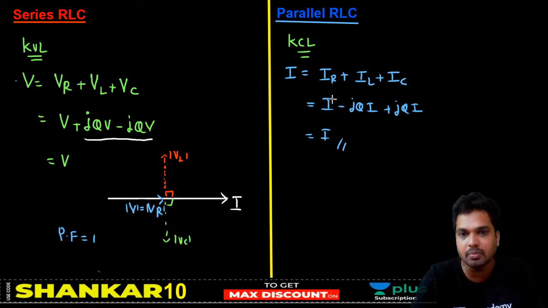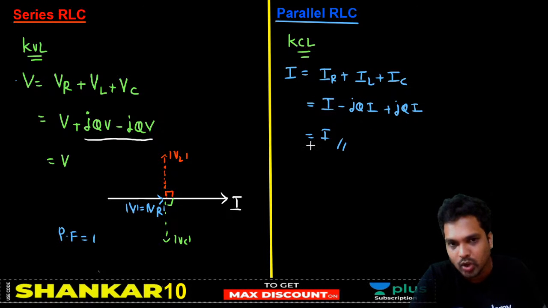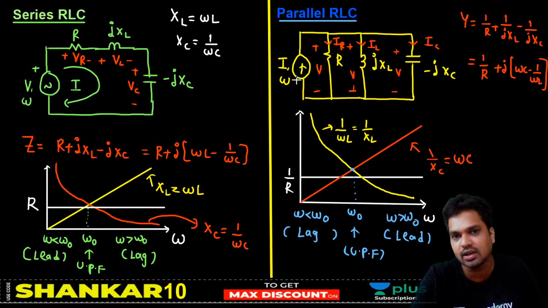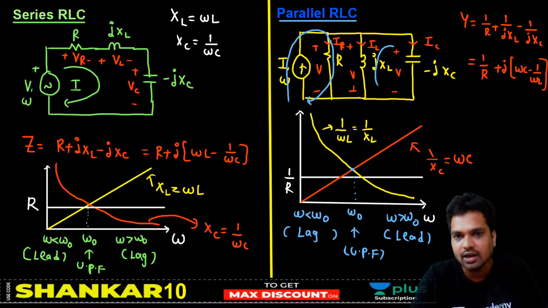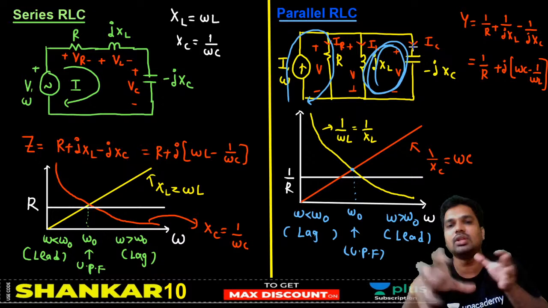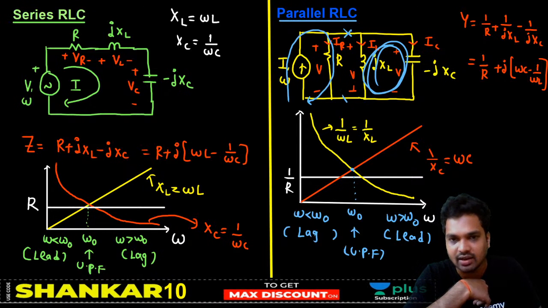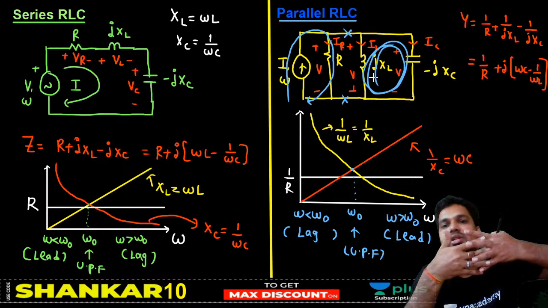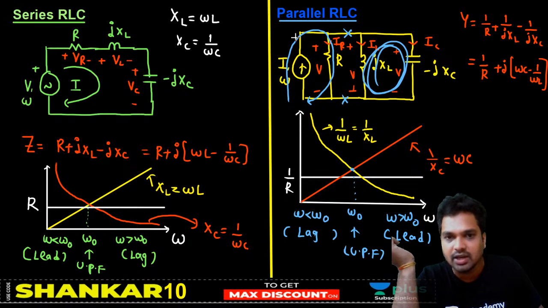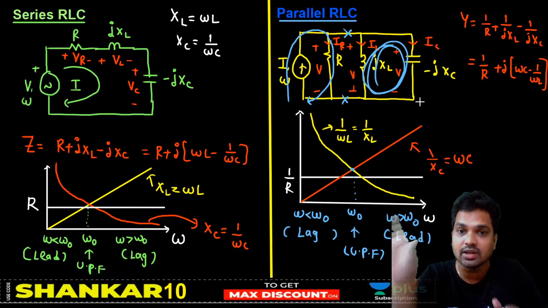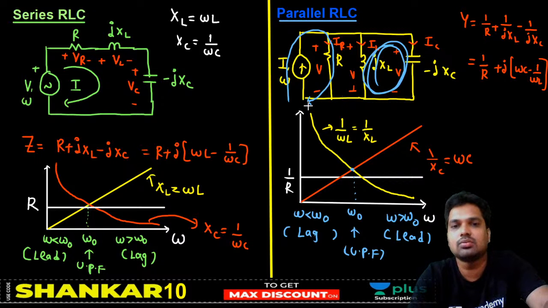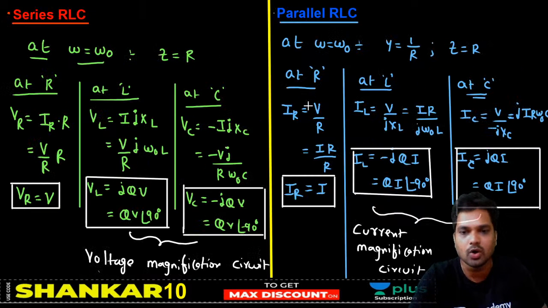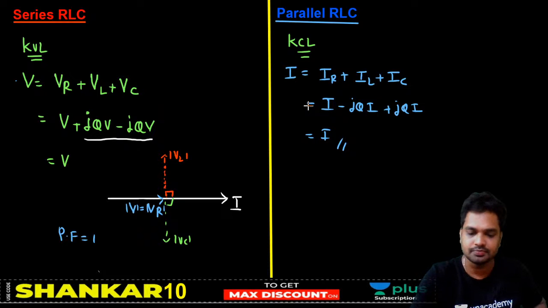KCL is not violated, but here you should understand an important point again. The whole current is going through the resistor. Inductor and capacitor will be exchanging energy with each other. This part will act electrically like an open circuit, and they will be exchanging with each other, and the resistor will be taken care of by your current source. This is what happens at resonance in the parallel RLC circuit. So that is the current magnification circuit, right?